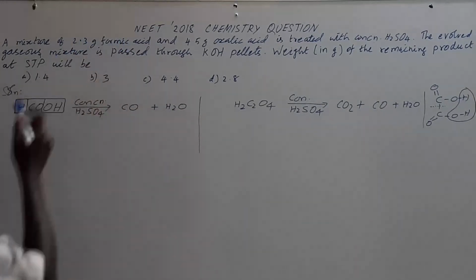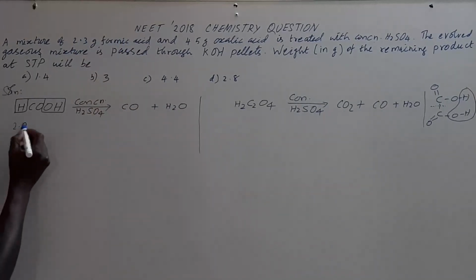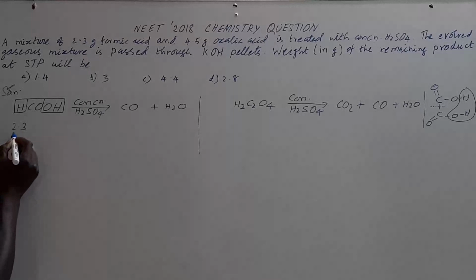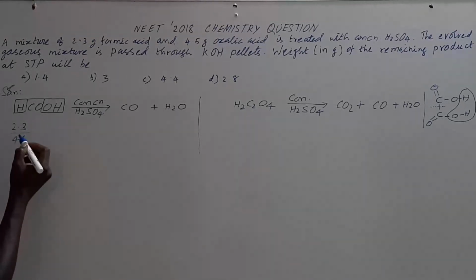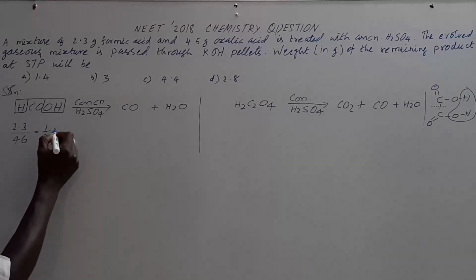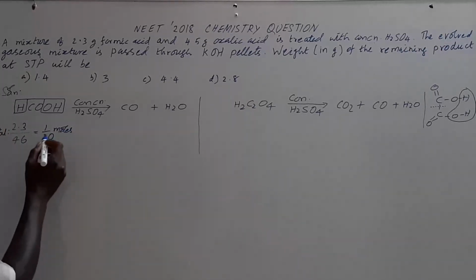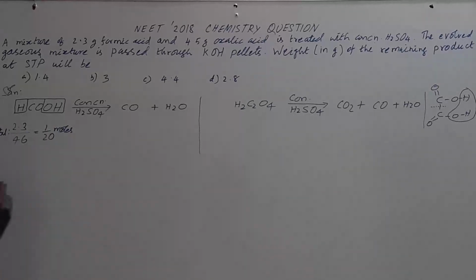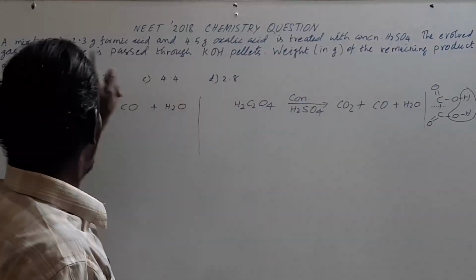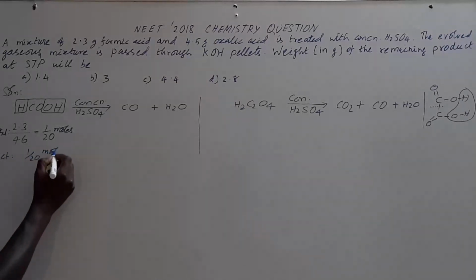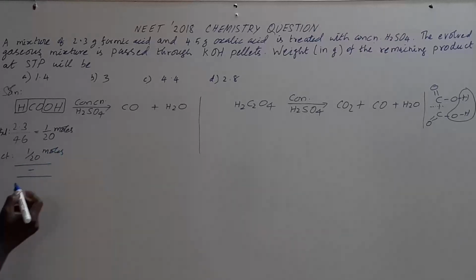Formic acid given is 2.3 gram. Let us convert this 2.3 gram into moles, for which we divide by the molecular mass. Its molecular mass is 46, so it comes as 1 by 20 moles. So the initial number of moles of formic acid is this much. How much will react? They did not mention anything regarding how much it reacts, so we will take it as complete reaction. So formic acid reacts completely, 1 by 20 moles react, and the remaining amount of formic acid is nothing.